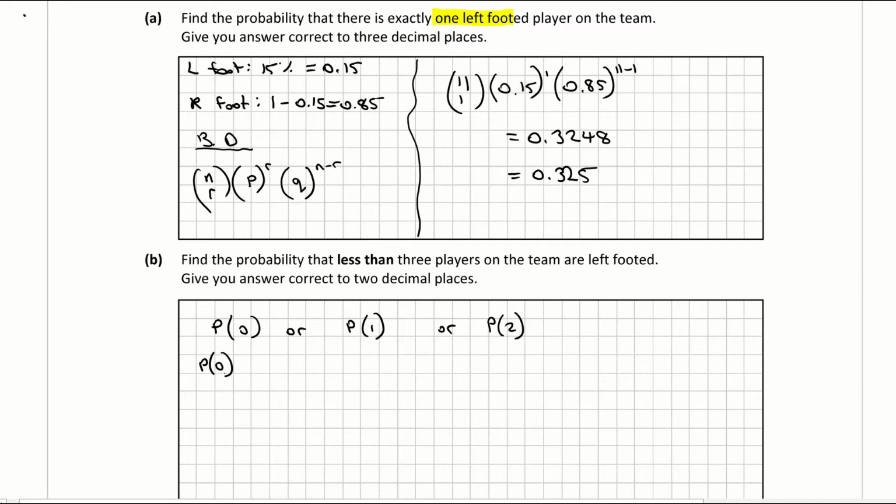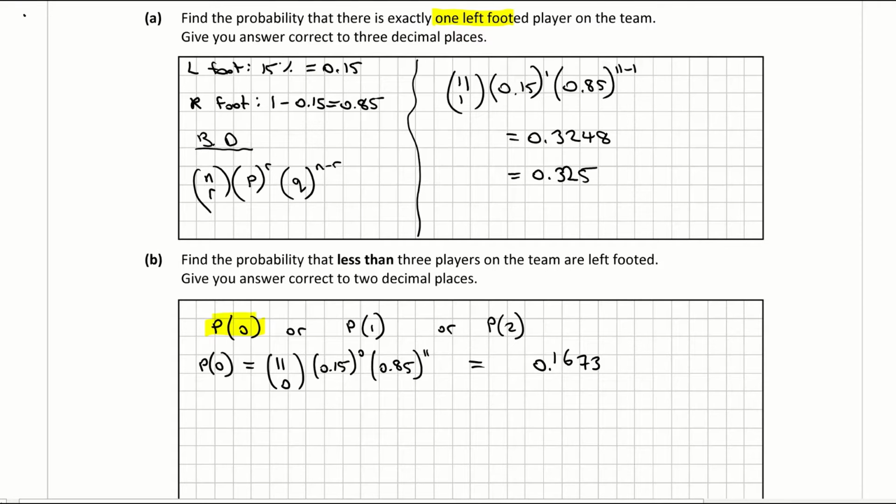The probability of no one being left-footed: again I'm using my binomial distribution, same as above, 11 players on the team, none of them being left-footed, so 11 choose 0, and 0.15, the probability of being left-footed, which is success, to the power of 0. I'm multiplying that by 0.85 to the power of 11 minus 0, which is 11. I could have just done 0.85 to the power of 11, but I'm going to be consistent using my binomial, so that's why I'm doing it out. I get 0.1673 on my calculator.